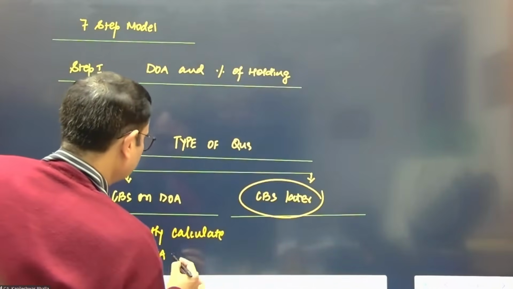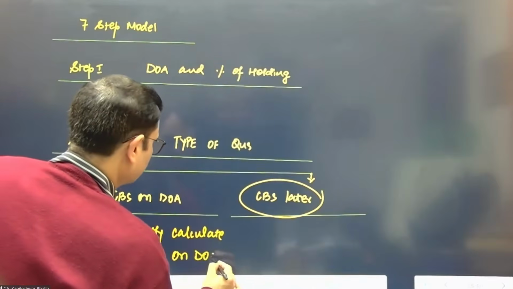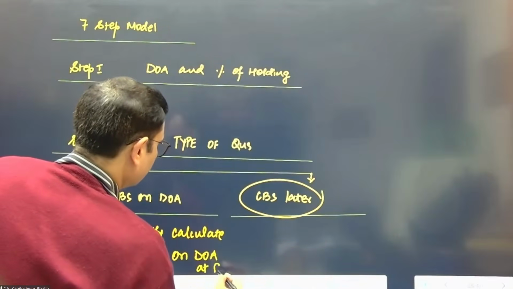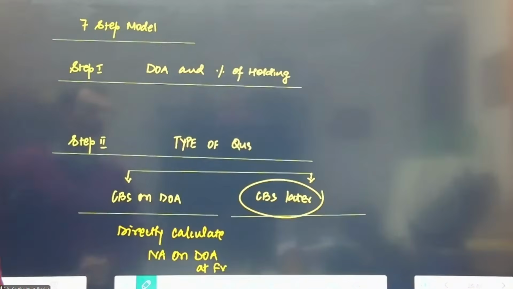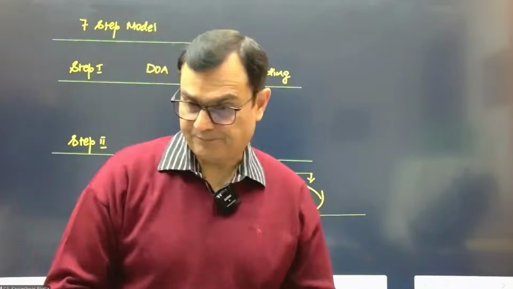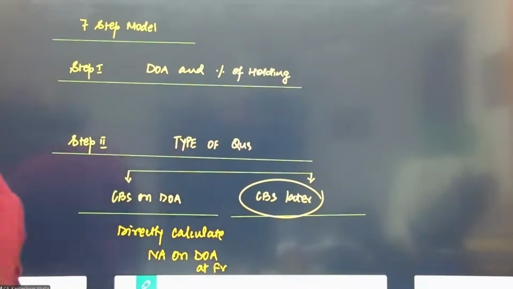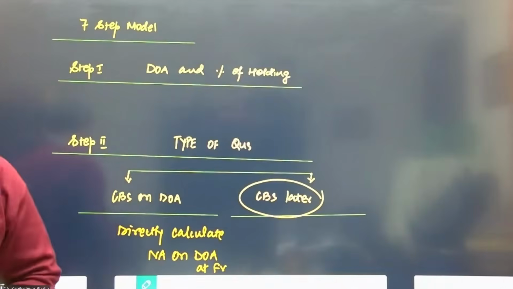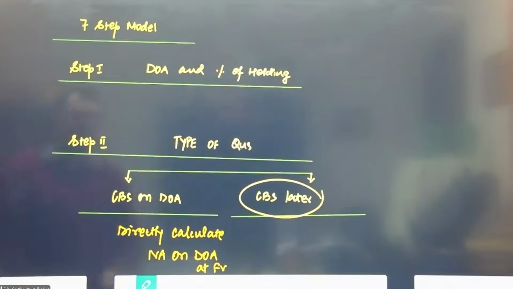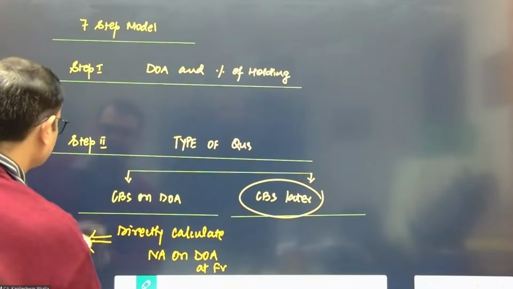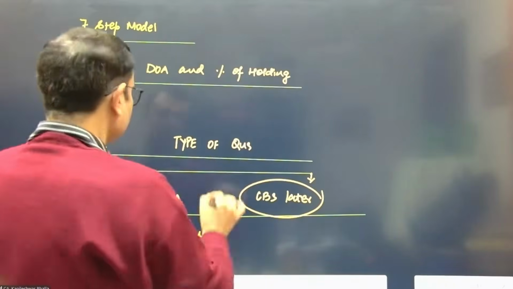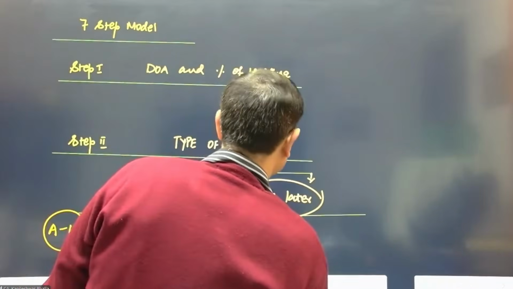And how will you calculate the net assets on date of acquisition at fair value? Are you going to take share capital plus other equity, or are you going to take assets minus liabilities? Assets minus liabilities. Absolutely correct. The list would be given. So in this particular case, we will directly consider the assets minus liabilities.